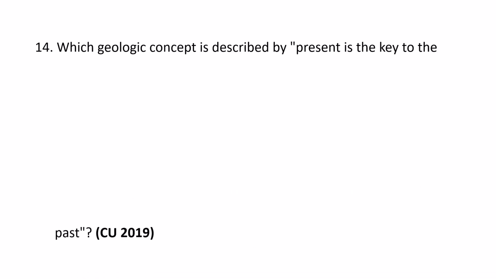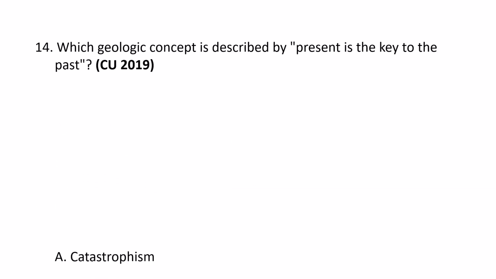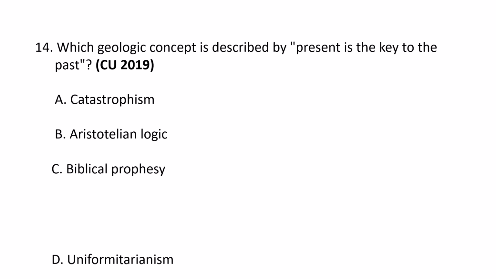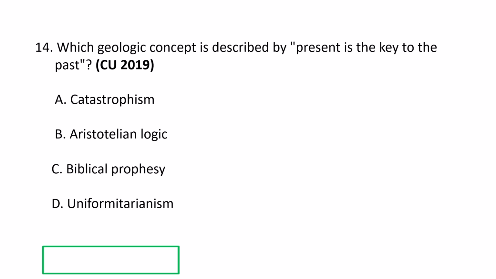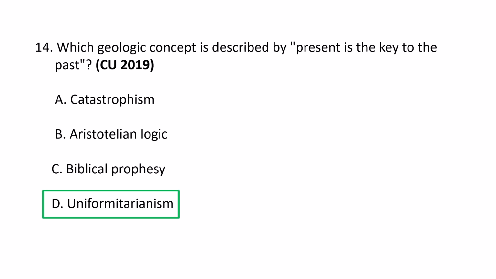Next question. Which geological concept is described by the present is key to the past? A. Catastrophism, B. Aristotelian logic, C. Biblical prophecy, D. Uniformitarianism. The present is key to the past. It is a well-known saying that summarizes the concept of uniformitarianism. Uniformitarianism in geology is the principle that past geological events and processes were similar to those occurring today, and that these processes are gradual and operate at consistent rates.